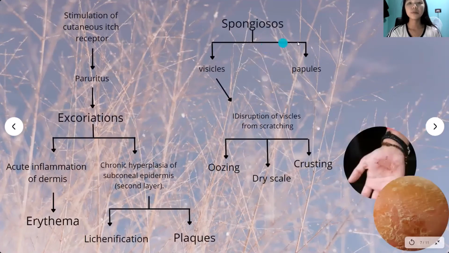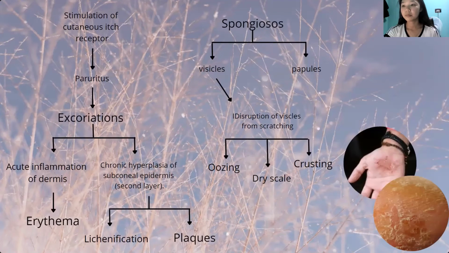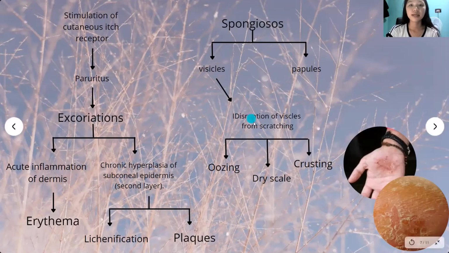From spongiosis, there could be vesicles and papules. Vesicles are small, clear, fluid-filled blisters that are less than 10 mm in diameter, and a papule is an elevated, solid, palpable lesion that is less than or equal to 1 cm in diameter. Then these vesicles could rupture from scratching, causing oozing, dry scale, and crusting.